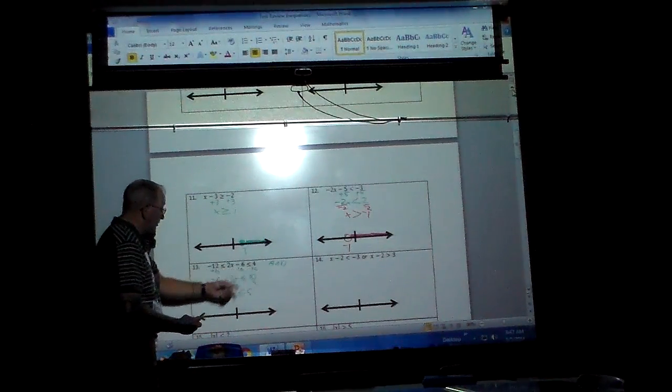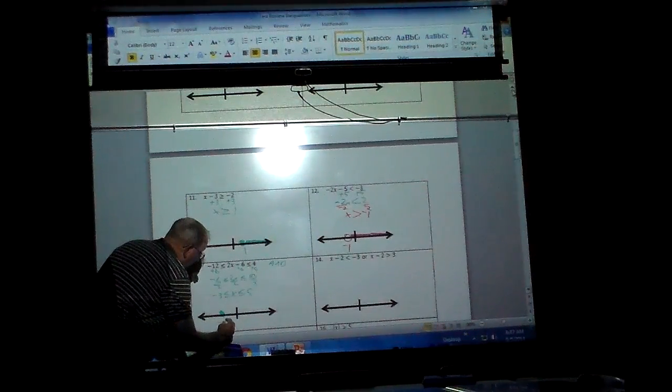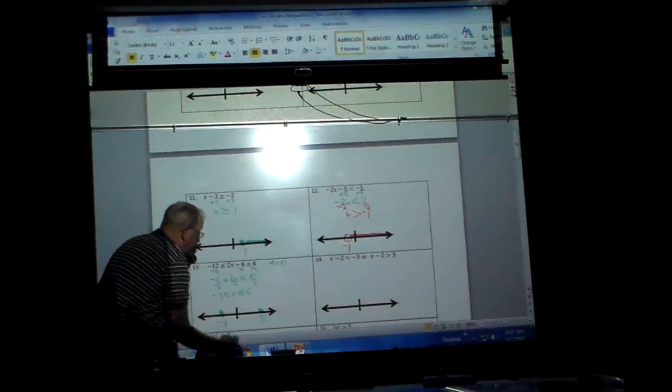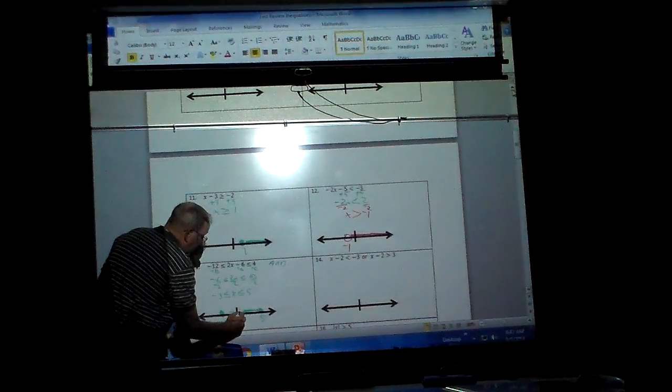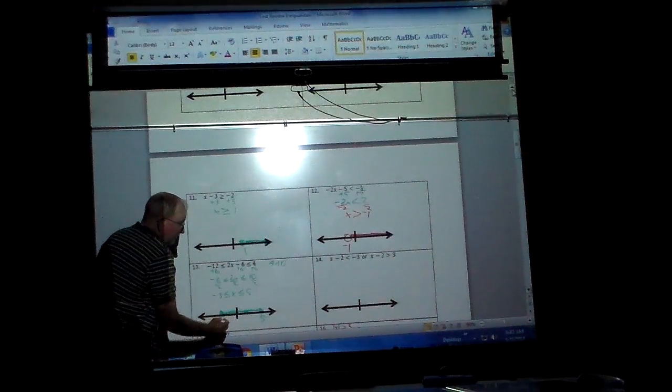These have bars, both of them. So I'm going to put a dot here. Call that negative 3. A dot here. Call that 5. And now I'm going to shade in between it as an and. I am looking for values bigger than negative 3 but smaller than 5.